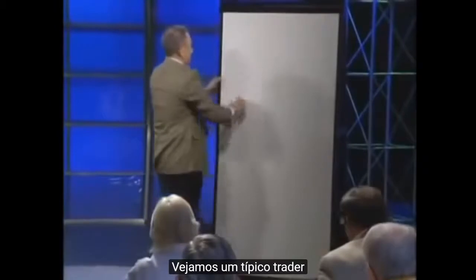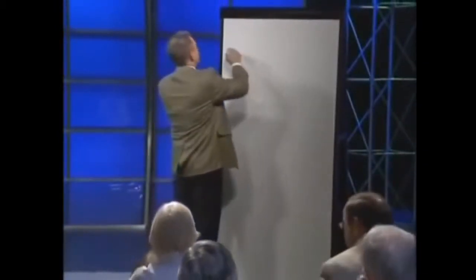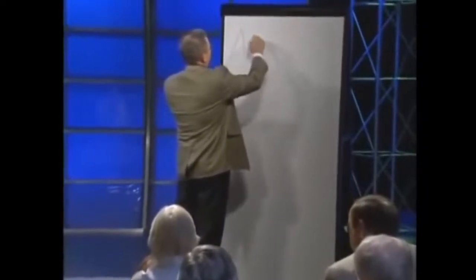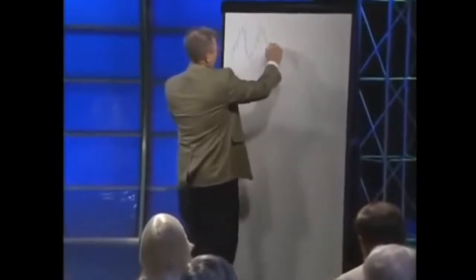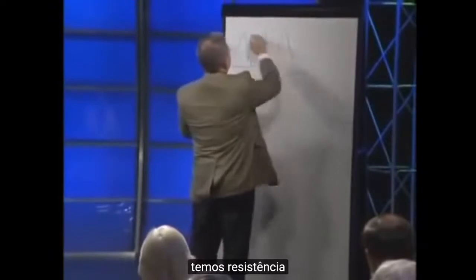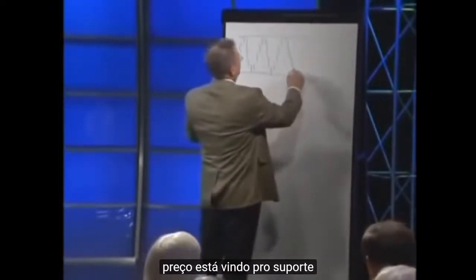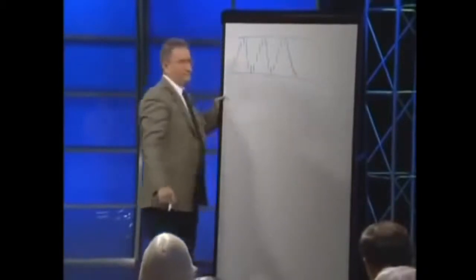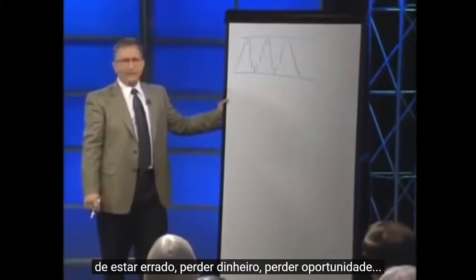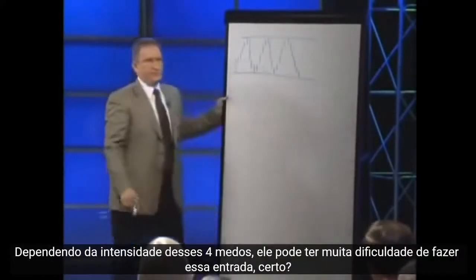Let's take a typical trader who's operating out of the 4 fears. Okay, we've got support, we've got resistance, we've got a nice trading range. The market's coming down to support. Now, the typical trader operating out of those 4 fears, the fear of being wrong, the fear of losing money, missing out, depending on the intensity of these fears in a given moment, he might have a hard time putting that trade on. Right?